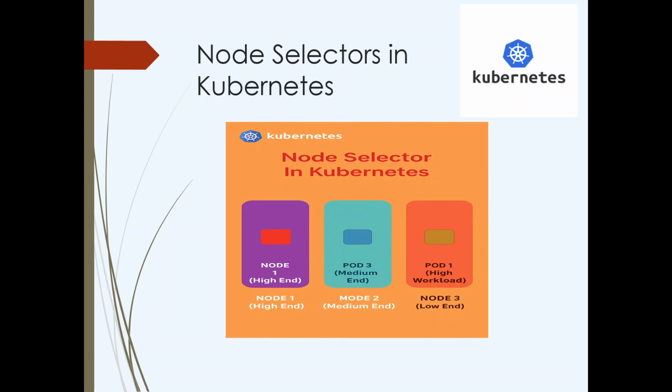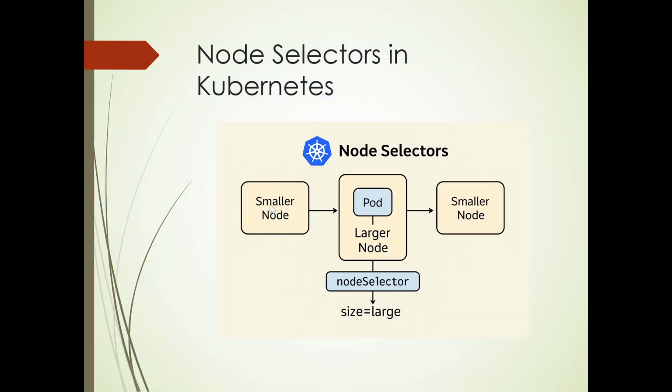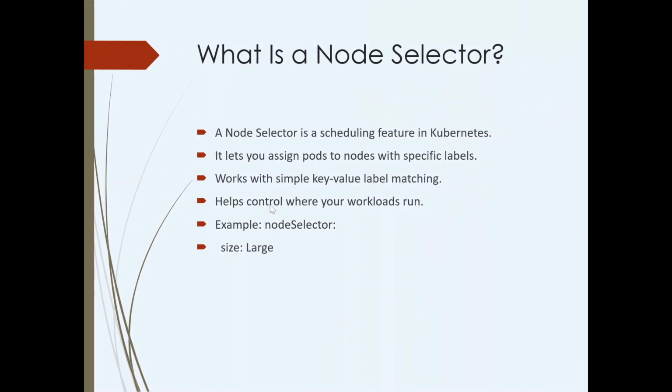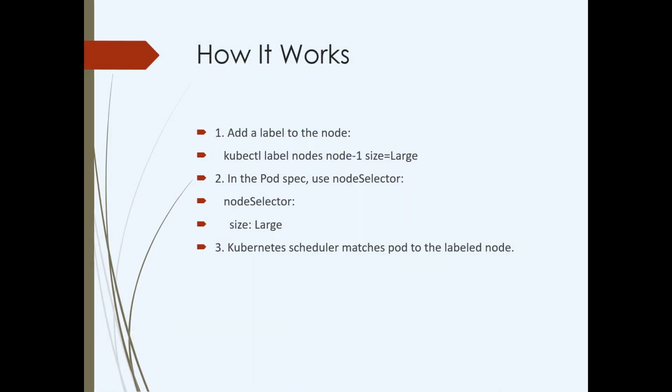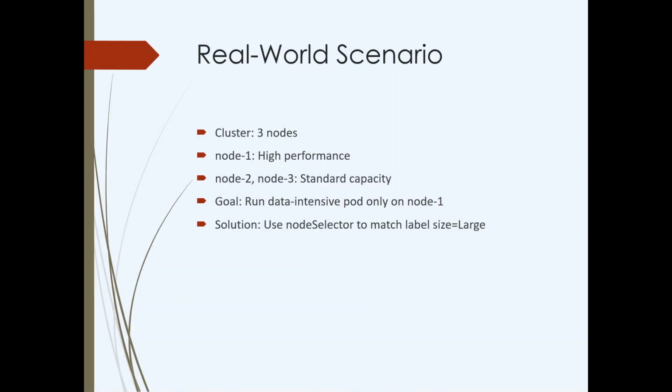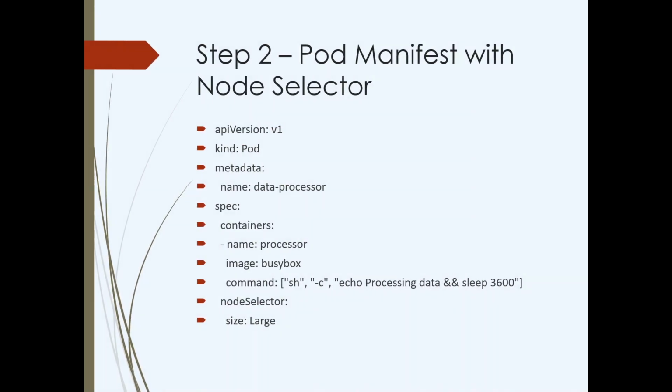Hey everyone, welcome back to another session of Kubernetes. In this session, we'll understand node selector in Kubernetes. Next, we'll see why we use node selector and see practically how it works with a real-world scenario. We'll see how to label the node using kubectl commands, and after that, we'll create a manifest file for the pod using the node selector.